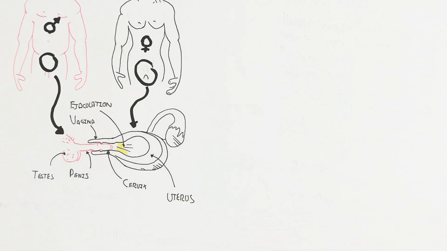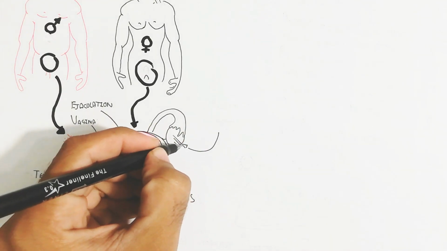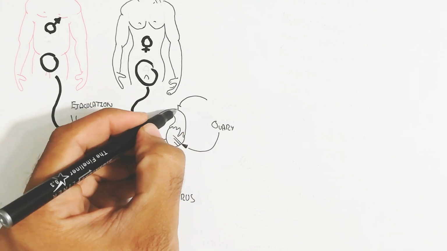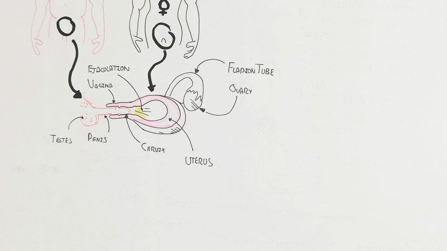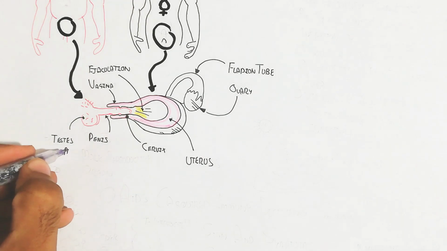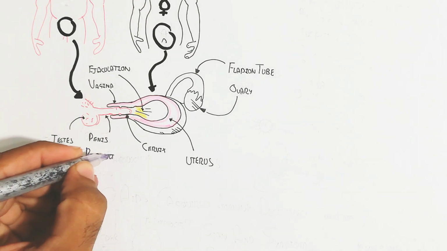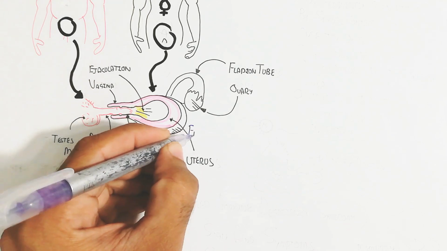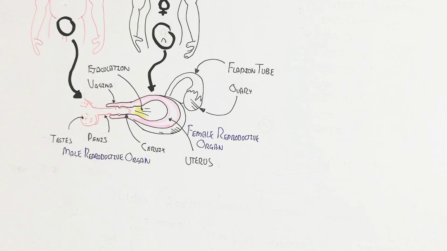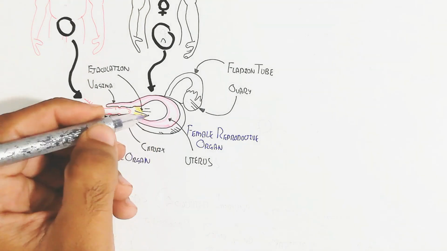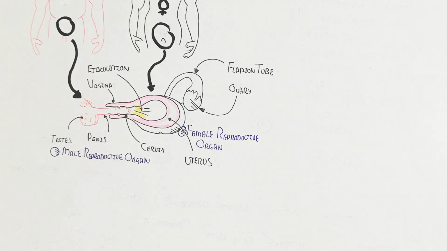This is the uterus, and the uterus is used for the development of the fetus because it contains the endometrium. This is the fallopian tube, which contains the ovary that releases the egg toward the uterine side. So this is the male reproductive organ and this is the female reproductive organ. Just understand this for yourself.